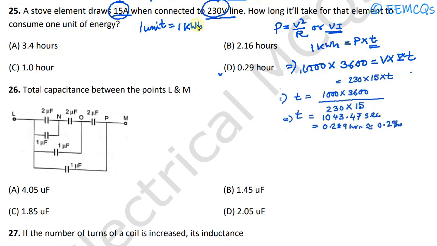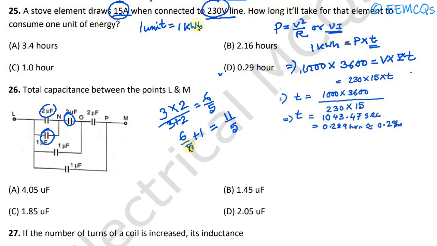Okay, first of all, this 2 microfarad is in parallel with 1 microfarad, so this will be added. So what we get? 3 microfarad. This is in series with 2 microfarad. So 3 into 2 divided by 3 plus 2, that is 6 by 5 microfarad. Again, this combination in parallel with 1. So 6 by 5 plus 1 will give you 11 by 5.